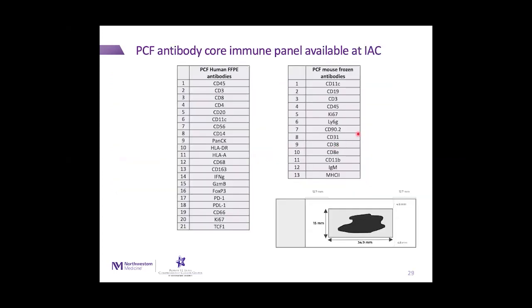This is a list showing you what are the antibodies that core have bought to support the research projects. So we have antibodies for human FFPE sections. We have 21 antibodies for that. And then for mouse frozen sections, we have 13 different kinds of antibodies. And this image is just showing you what you can fit in a tissue slide for your PCF run. So it's a big area. I would say you could fit more than 6 sections. They're not too big.